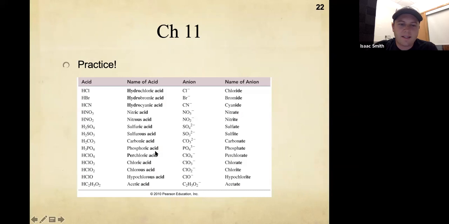So again, to name the acid, you just look at the name of the anion. So in this one, carbonic acid, the anion is carbonate. And then ate is replaced with ic acid for when carbonate is in the acid form.